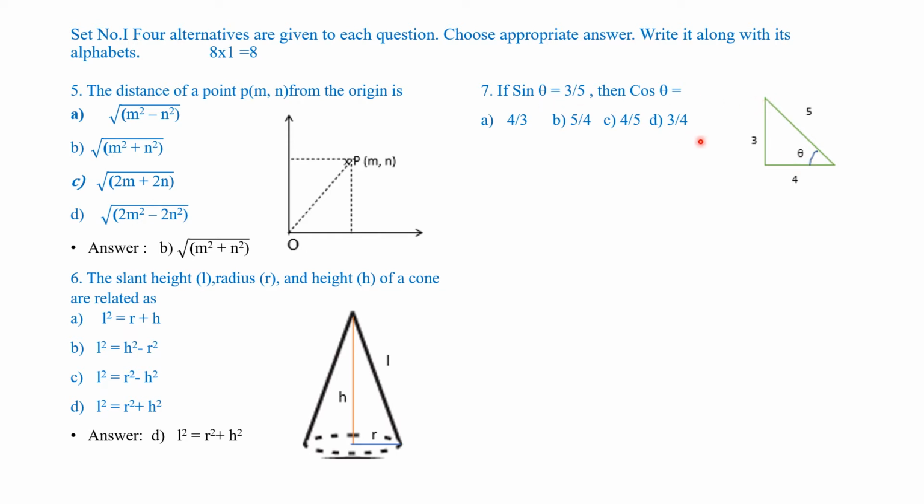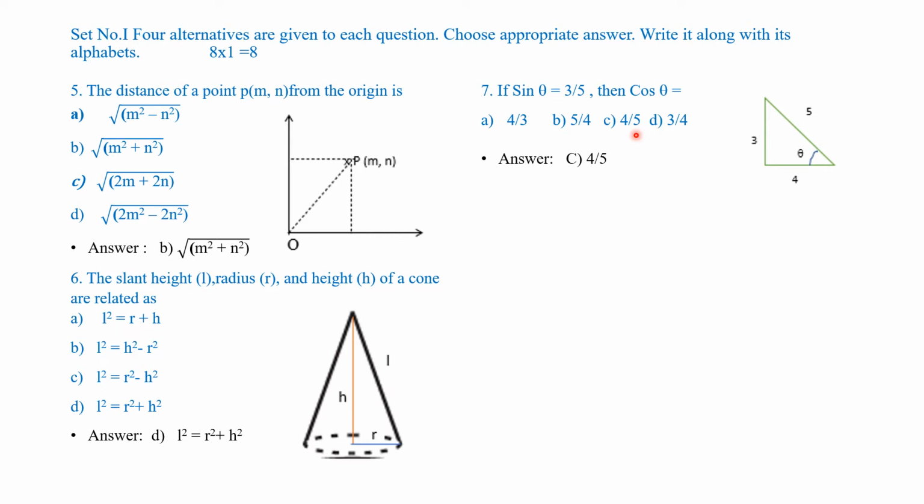Because sin theta is opposite side by hypotenuse, it is 3 by 5. And obviously the adjacent side will be 4. So cos theta is adjacent side by hypotenuse. Therefore, cos theta will be 4 by 5. So this is option C. The answer is C, 4 by 5.